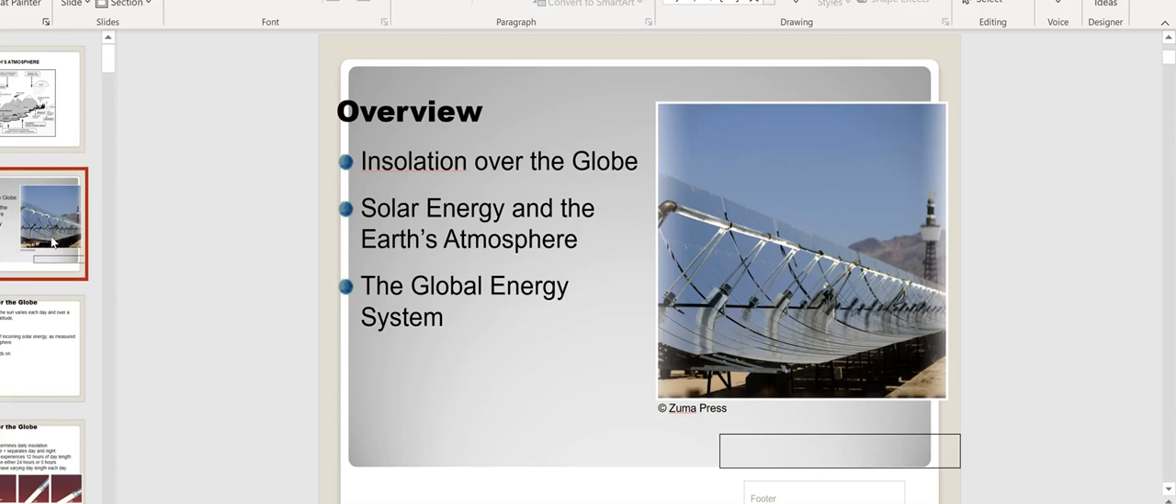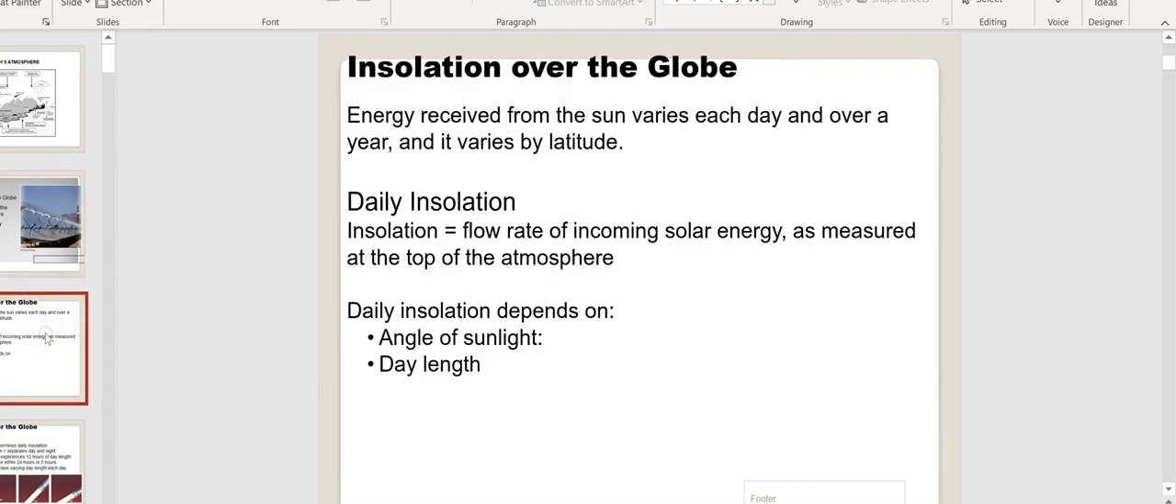Now, one of the most important things that we'll go over in this overview in this lecture in talking about the Earth's atmosphere is insolation. We've discussed a little bit about insolation in the beginning of this course, except this time we're going to peel off more of those layers and then dive into talking about solar energy and the global energy system.